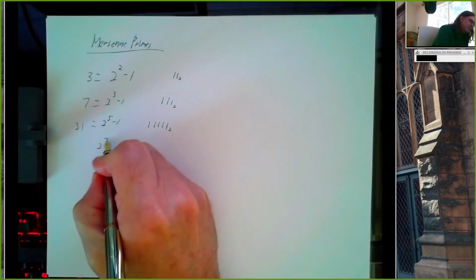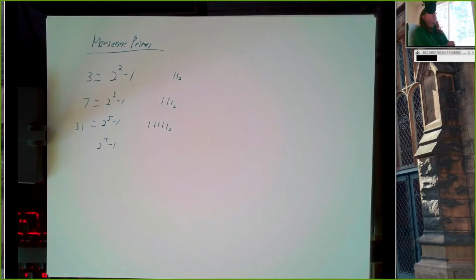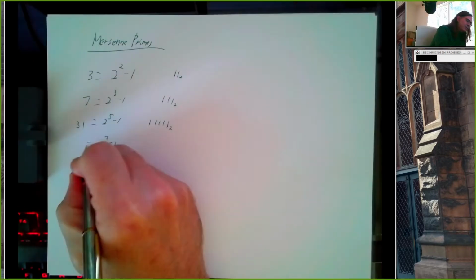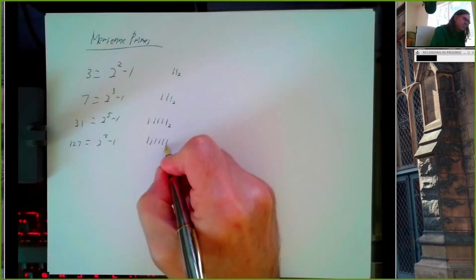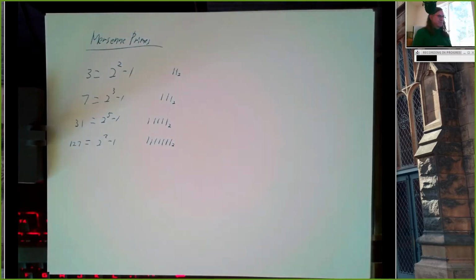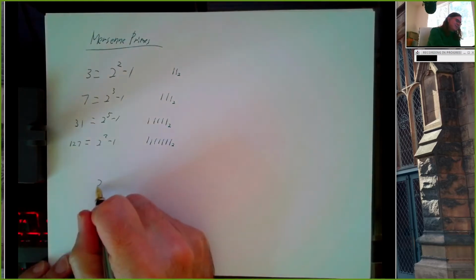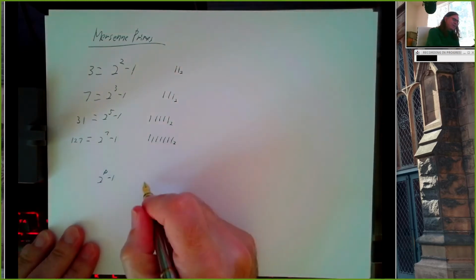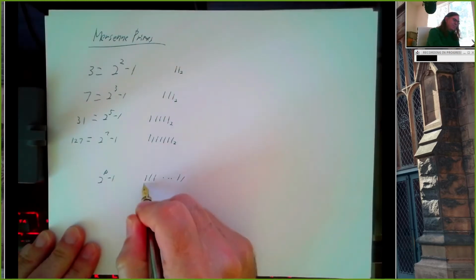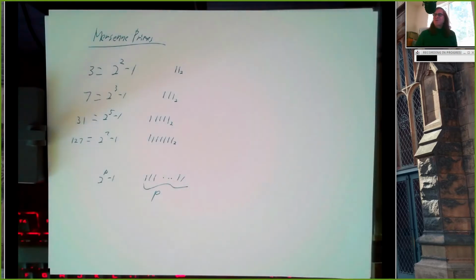2 to the 7th minus 1. Well, 2 to the 7th is 128. Subtract 1, you get 127. That turns out to be prime. I'm seeing a pattern. It looks like it's just 2 to a prime minus 1. Yeah. This looks like if you take 2 and you raise it to a prime and subtract 1, maybe you get a prime number. And if you wrote that in binary, it would be P 1s side by side.